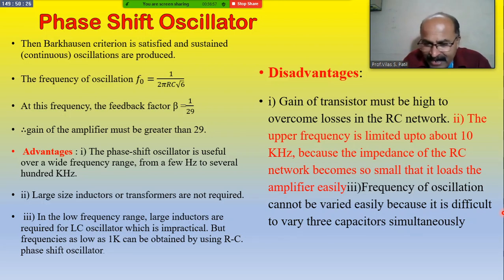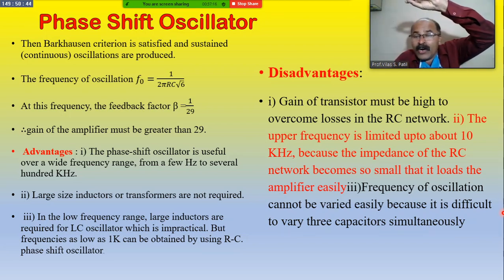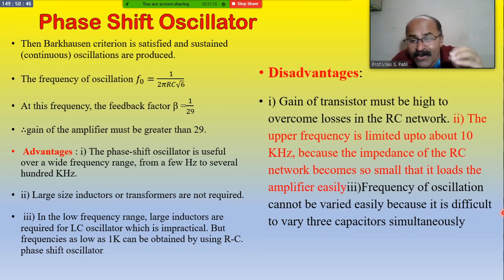Okay, friends, the second disadvantage is that the upper frequency is limited up to 10 kilohertz. Here there is a limit. We know that the human audible frequency range is 20 hertz to 20 kilohertz. But the frequency range of the phase shift oscillator is from a few hertz to 10 kilohertz only.